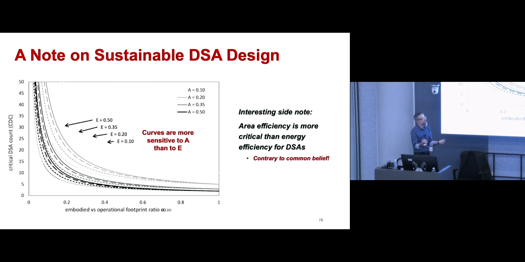And that's probably contrary to what people are typically doing. When they report results for accelerators, they are mostly focusing on to what extent this accelerator is more energy efficient compared to alternatives. It's not really quantifying as much what the area efficiency is, which, according to this result, is more important when it comes to sustainability, especially when the device is mostly dominated by the embodied footprint, as you may guess.